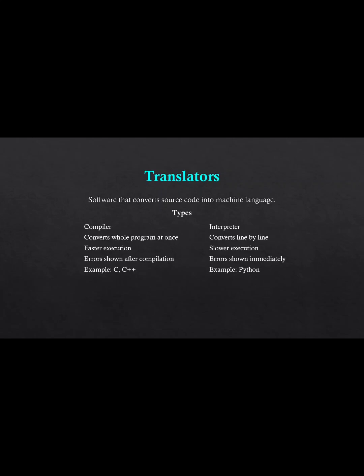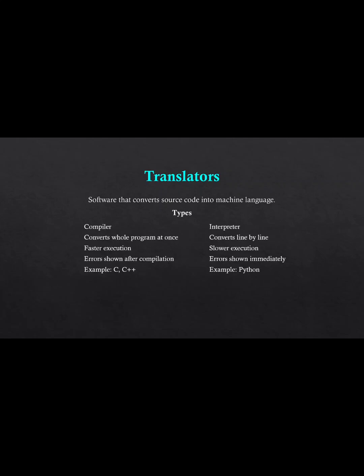Now the interpreter converts the code not all at once, but line by line. As it goes line by line, the execution is slower and errors are shown immediately. An example is Python. So Python uses an interpreter, whereas C and C++ use a compiler. The duty of both compiler and interpreter is the same: they convert source code into machine language. That's it. I hope you have now understood what translators are.